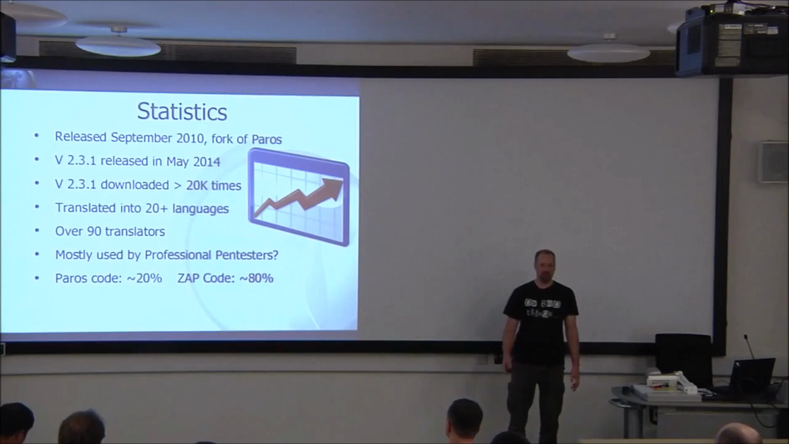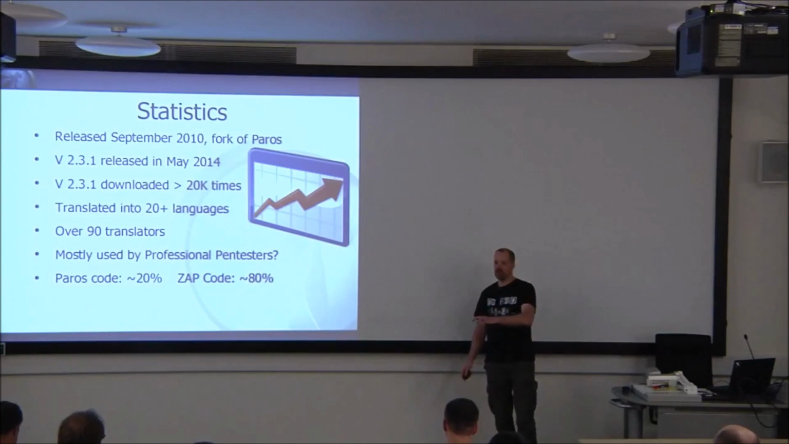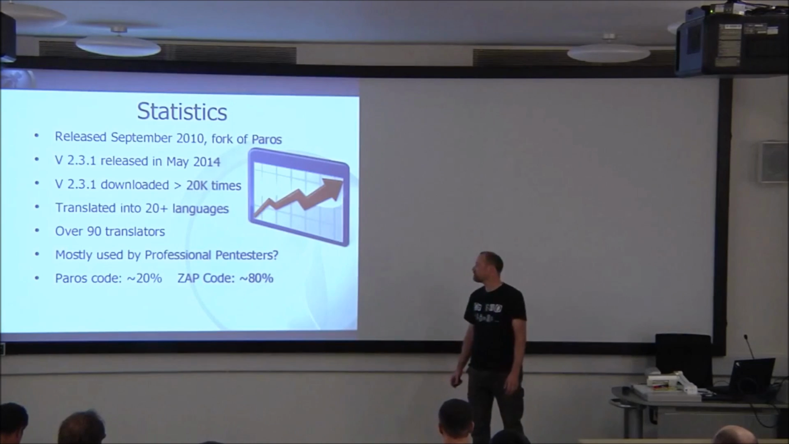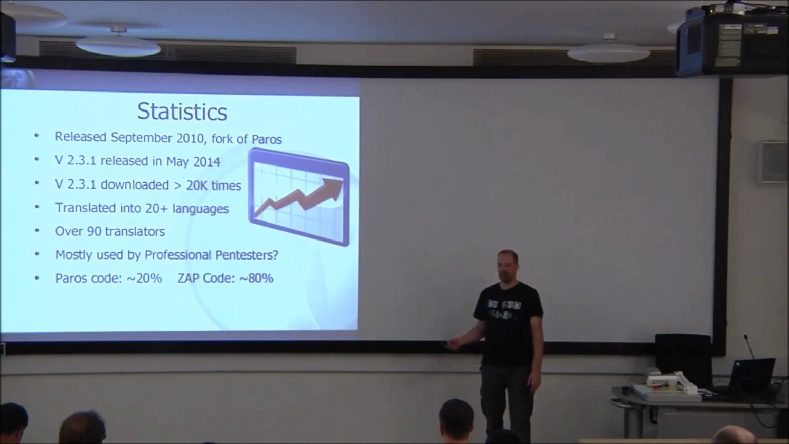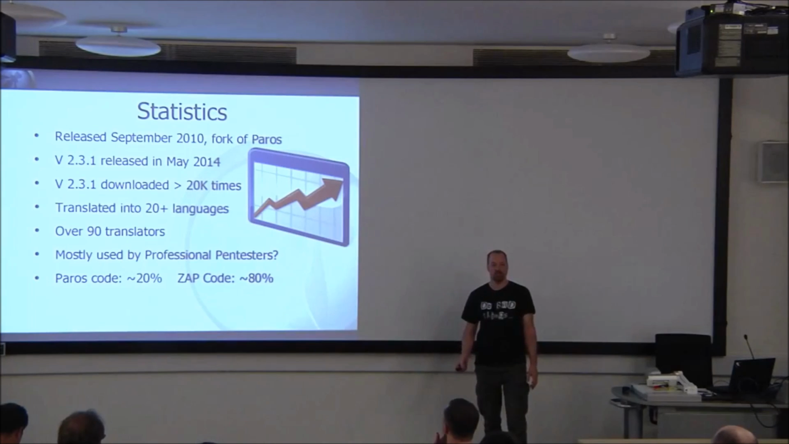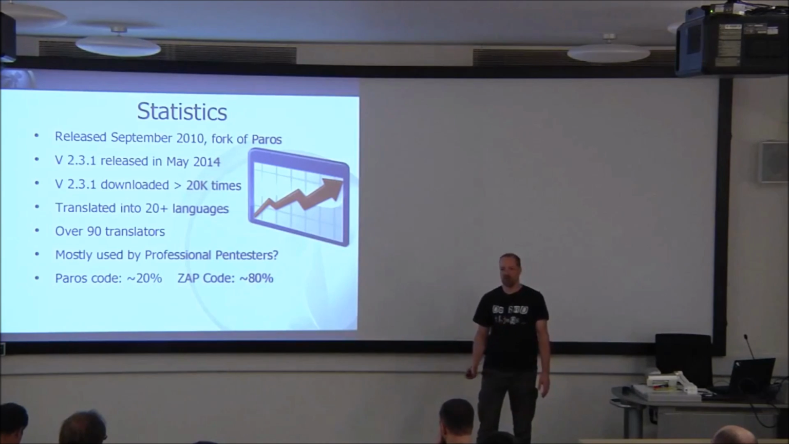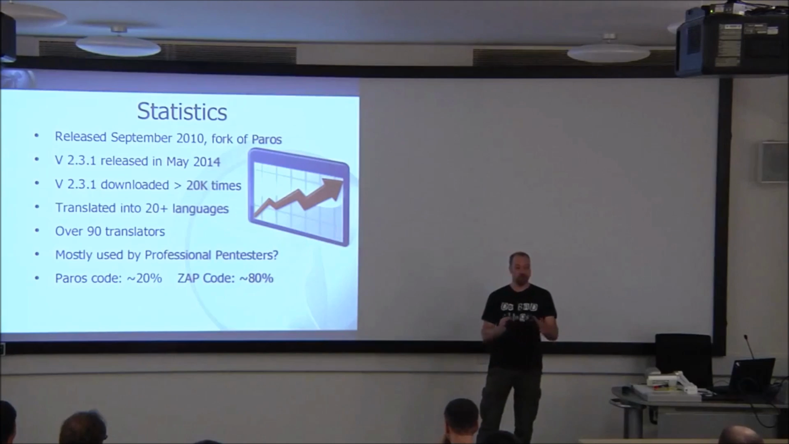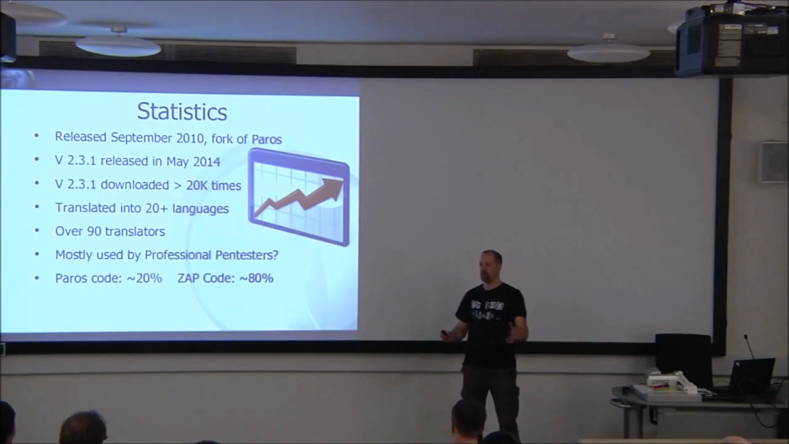And every so often I see something about ZAP being just a fork of Paros. I did some rough finger-in-the-air calculations, and I reckon that of the current code base, only about 20% is Paros code. Over 80% is now new code. We're not trying to get rid of the Paros code, but we're putting new functionality in, replacing things, getting rid of old stuff.